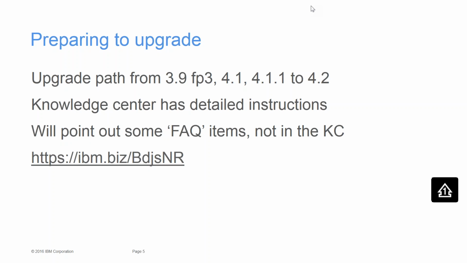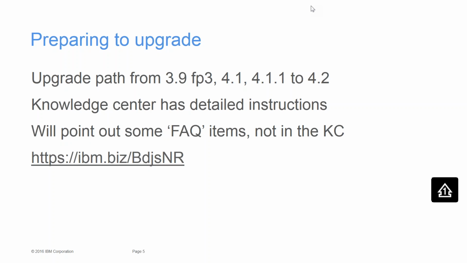So the first thing in the Knowledge Center is that you need to be on 3.9 FixPack 3, 4.1 or 4.1.1 to do this. If you are at 3.8, you should probably call us today. If you're on 3.9 FixPack 2, FixPack 1, or the original GA, you cannot follow these upgrade instructions. You would need to upgrade to FixPack 3, and then you would be able to apply the upgrade.